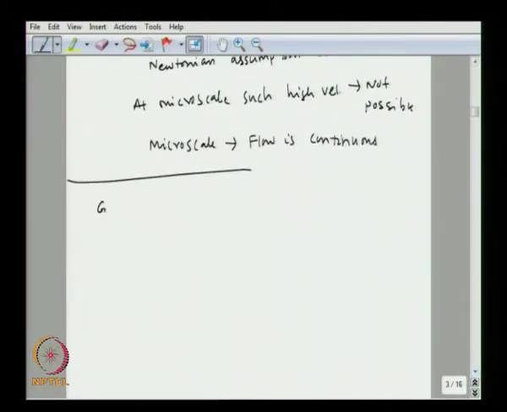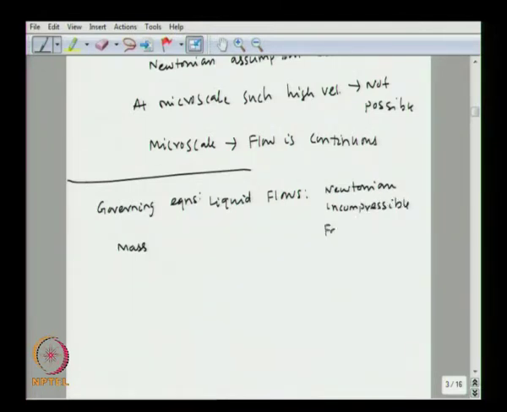So, governing equations for liquid flows. Okay. So, the first is the mass conservation equation. Our assumptions are: the fluid is Newtonian, it is incompressible, and Fourier conducting.